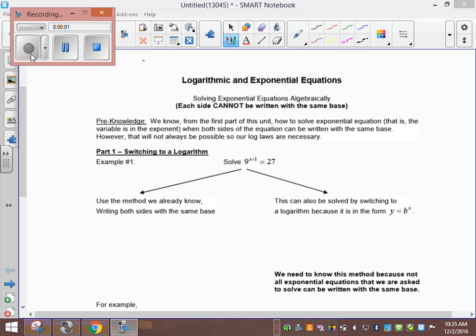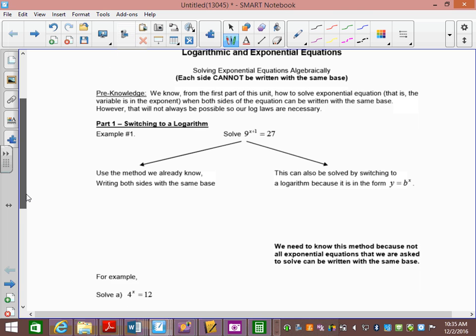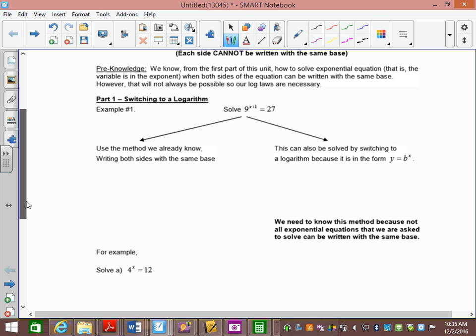Logarithmic and exponential equations. Solving exponential equations algebraically. Sometimes each side cannot be written in the same base. If they can be written in the same base, then you do that. If they can't, then you have to turn to a log, okay? In this case, this one can be written as a common base.